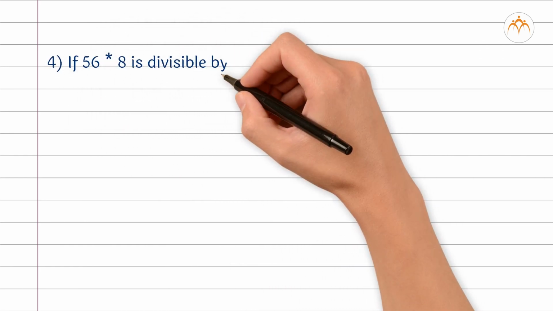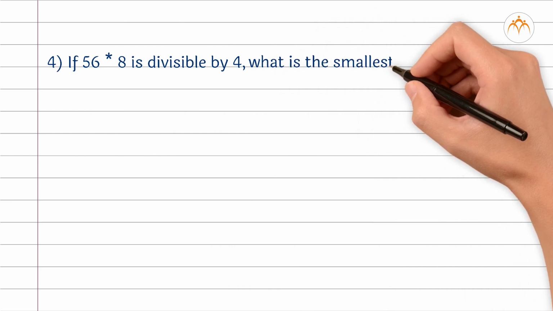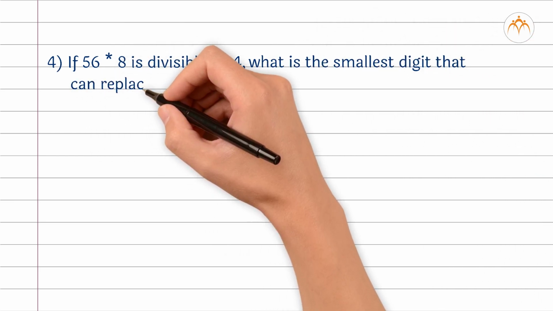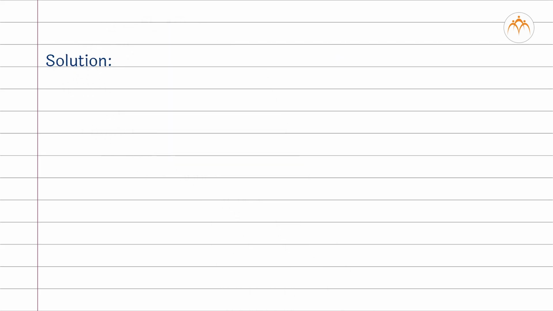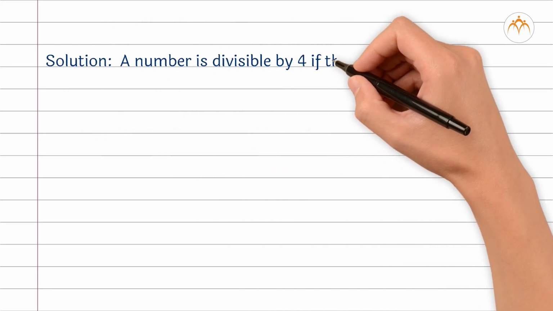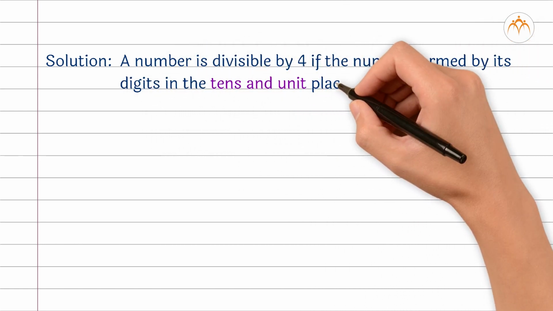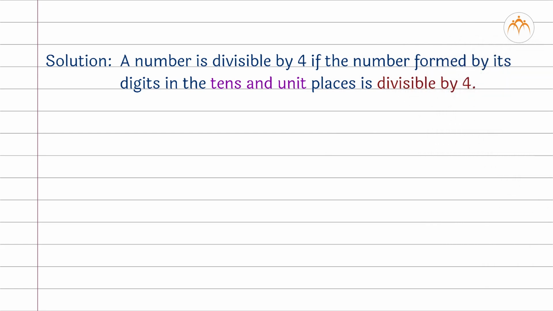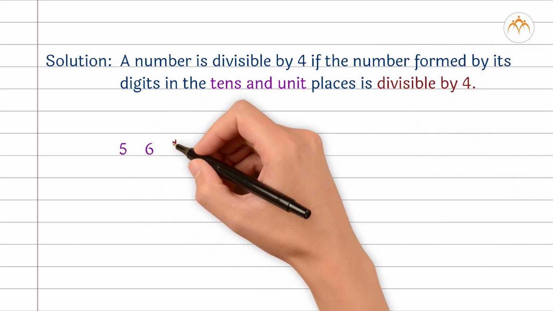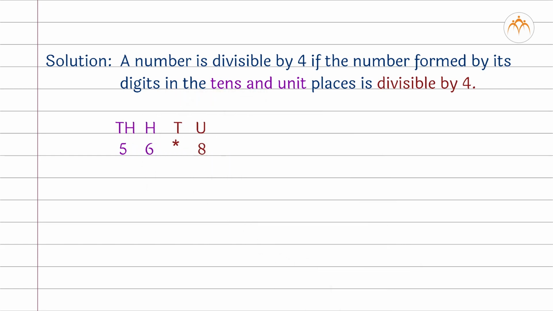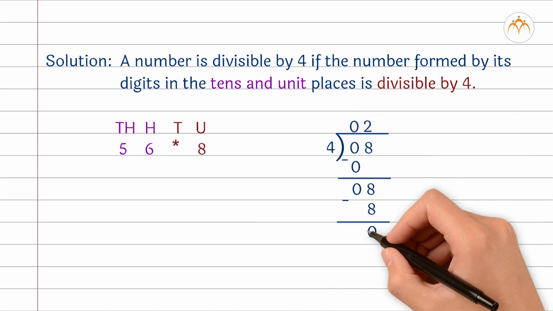if 56*8 is divisible by 4, what is the smallest digit that can replace this asterisk mark? Solution. A number is divisible by 4 if the number formed by its digits in the tens and unit places is divisible by 4. The last 2 digits are asterisk mark and 8. The smallest such number that is divisible by 4 is 08. Hence, asterisk mark must be 0, making the number as 5608, which is divisible by 4.